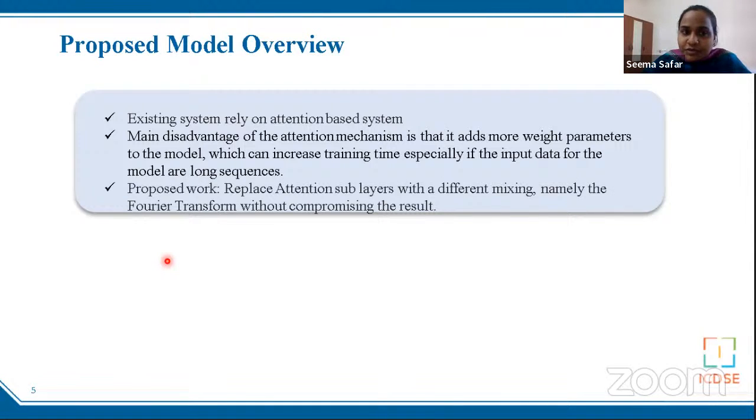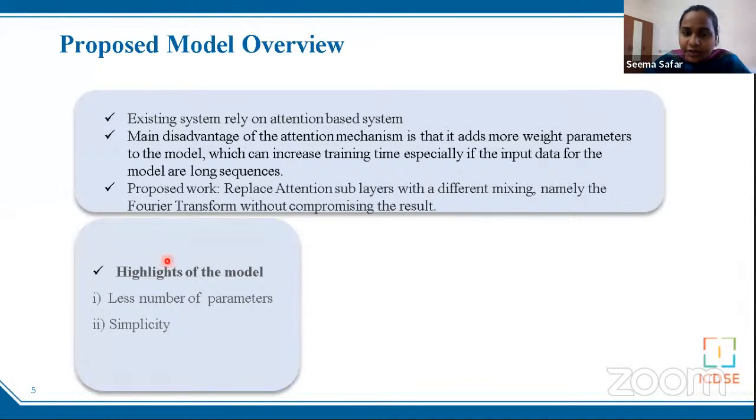So the aim of the proposed model is to build an efficient recommendation system without compromising the results of the attention-based baseline models, by replacing the attention sublayers with a different mixing of tokens. The method that we have followed is using a Fourier transform for that. The highlights of the work.